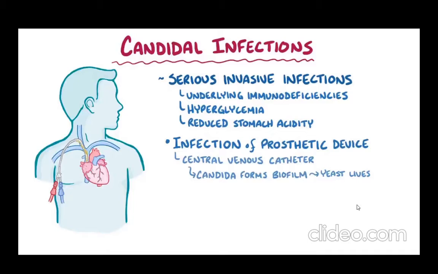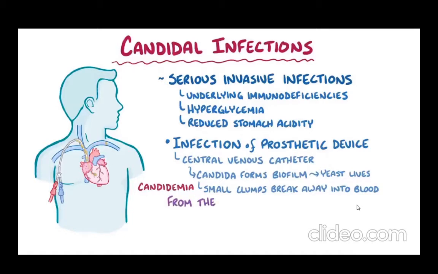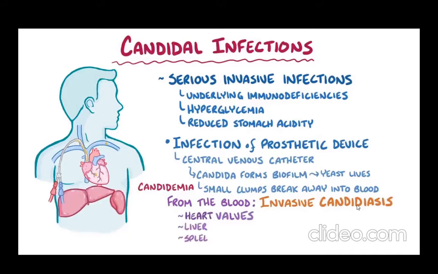Candida is able to infect devices, and if the infection isn't treated, then over time, small clumps of the yeast-laden biofilm can break away, get into the blood, and cause candidemia. From the blood, Candida can spread to other locations, which is known as invasive candidiasis. Commonly affected sites are the heart valves, the liver, and spleen, as well as the bones and joints.